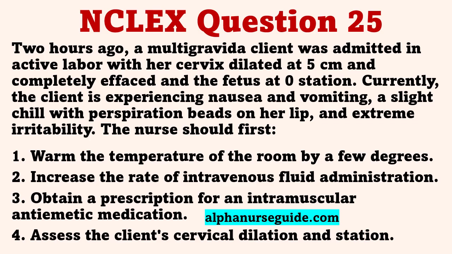The correct answer is 4. The nurse should assess the client's cervical dilation and station because the client's symptoms are indicative of the transition phase of labor. Multiparous clients can proceed 5 to 9 centimeters per hour during the active phase of labor. Warming the temperature of the room is not helpful because the client will soon be ready to begin expulsive pushing. Increasing the intravenous fluid rate is not warranted unless the client is experiencing dehydration. Administration of an antiemetic at this point in labor is not warranted and may result in neonatal depression should a rapid birth occur.